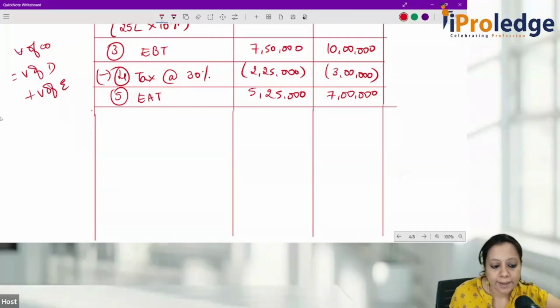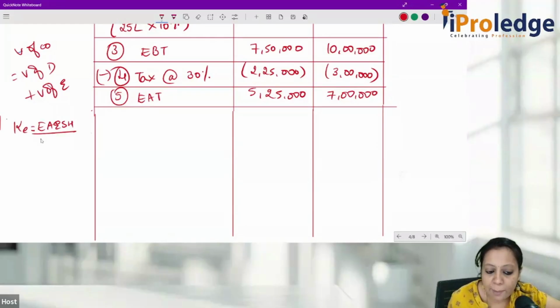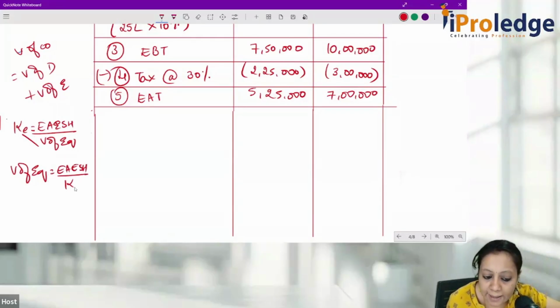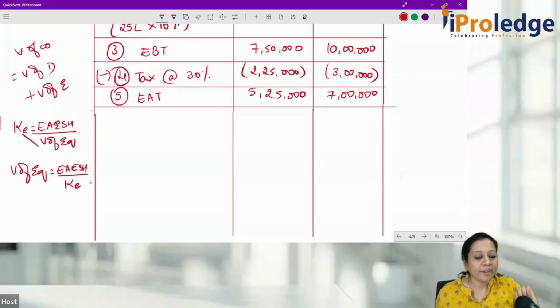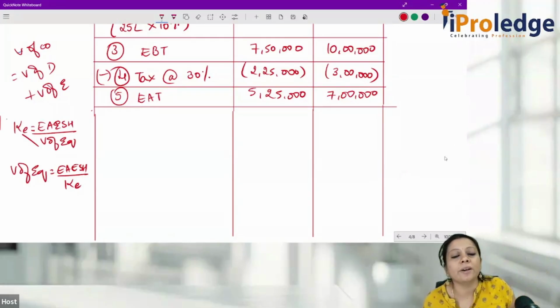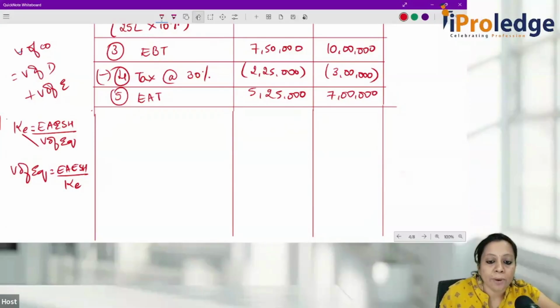Remember everyone, KE is equal to what? Earnings available to equity shareholders divided by value of equity. While cross multiplying, can I not say value of equity is equal to earnings available to equity shareholders divided by KE? Yes, we can say that. So if I do this, then I'll get value of equity. Value of debt is already given in the question. Can I not find out the value of firm, that is value of company? That is what is my net income approach.